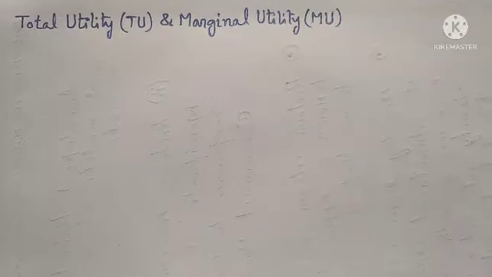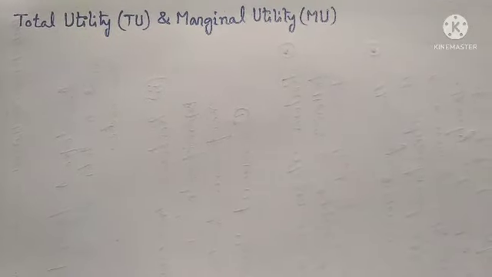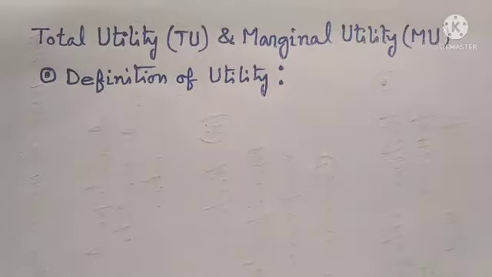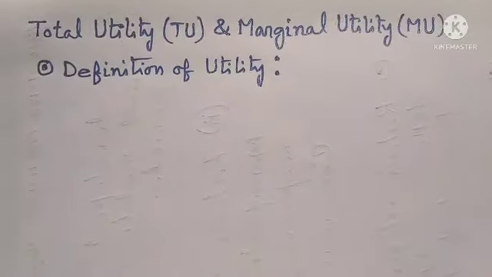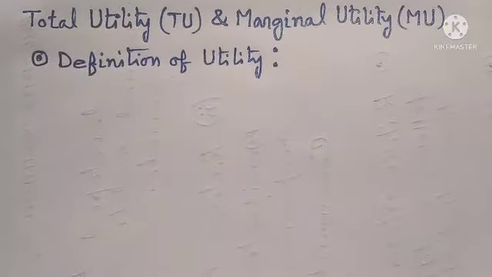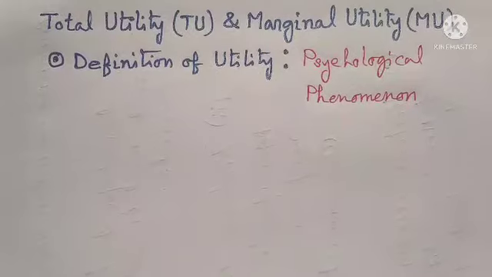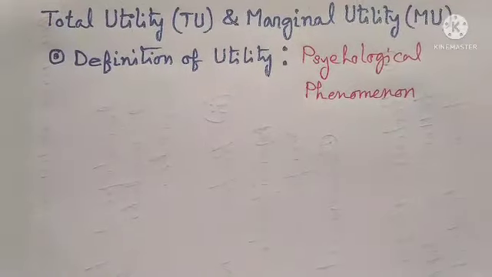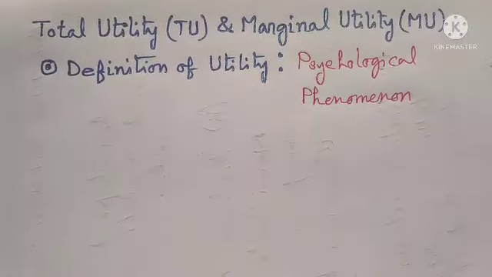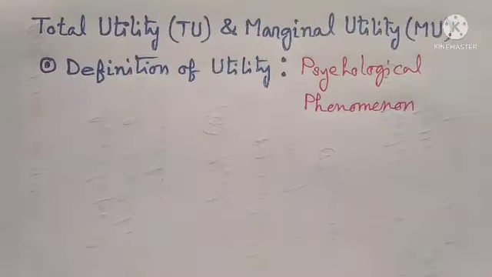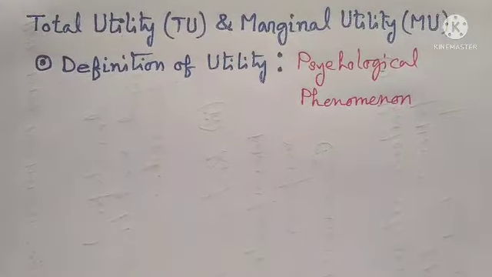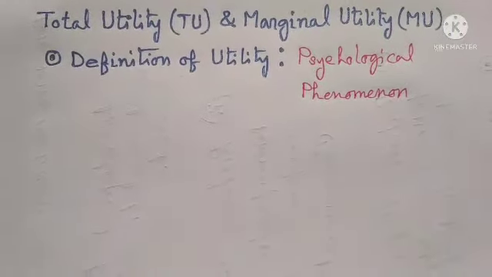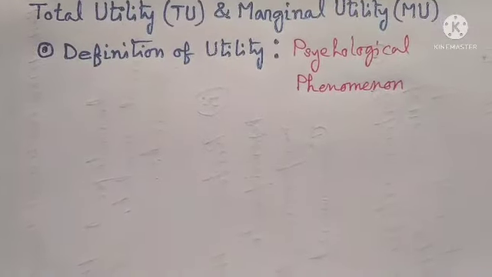Now we shall discuss total utility and marginal utility. First of all, we have to discuss the definition of utility. Utility is a psychological phenomenon. That means it varies from person to person. That means the same product can provide different utilities to different persons.